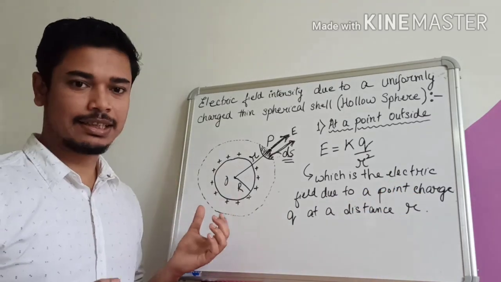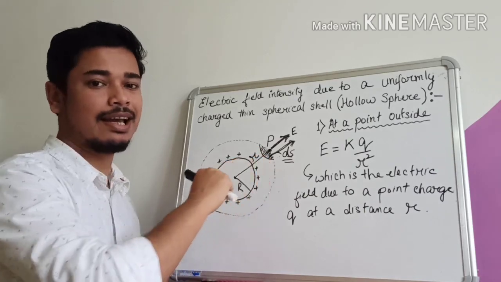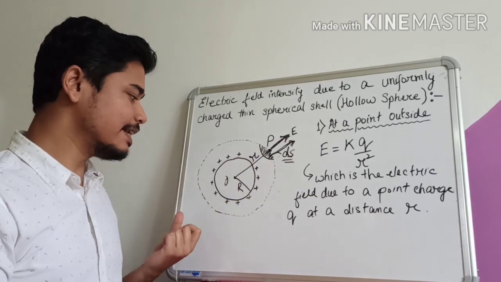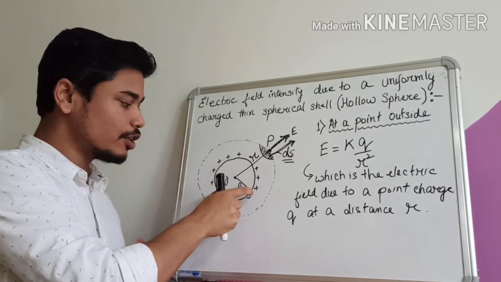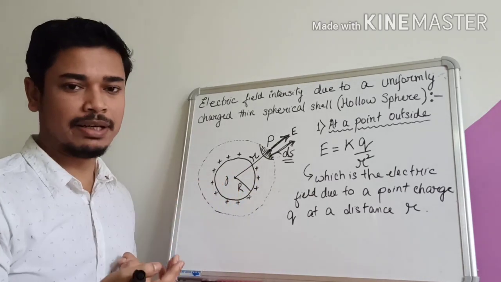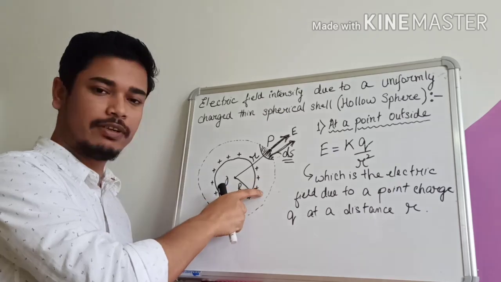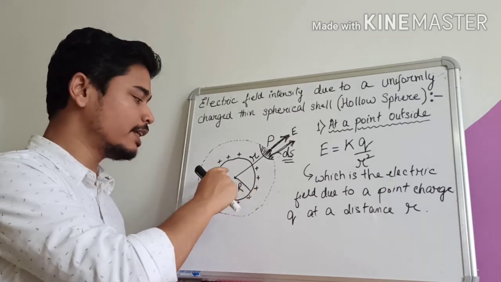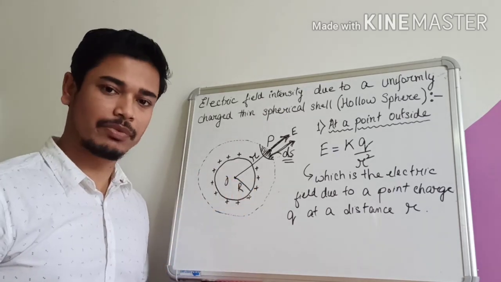So in this case, at the point outside the sphere, the electric field is as if the total charge of this sphere, that is Q, is concentrated at the center. It appears as if the total charge of this whole sphere is concentrated at the center of the sphere, right?